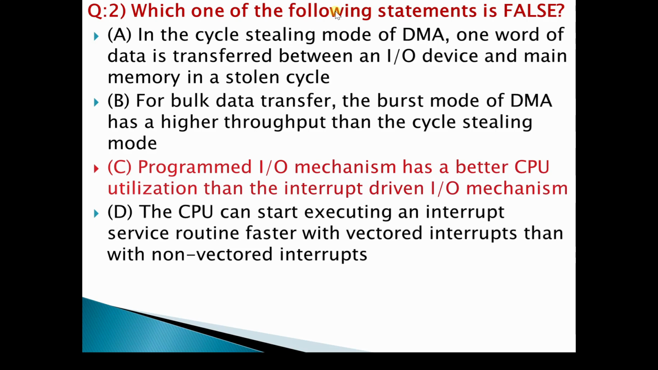So the CPU can start executing the routine just by seeing the interrupt. So it is faster in vector interrupts. But in non-vector interrupt, it will not send with the interrupts. So the CPU has to identify the address of the routine and then it has to run the routine. So the CPU can start executing an interrupt service routine faster with vector interrupts than with non-vector interrupts. So this statement is true.